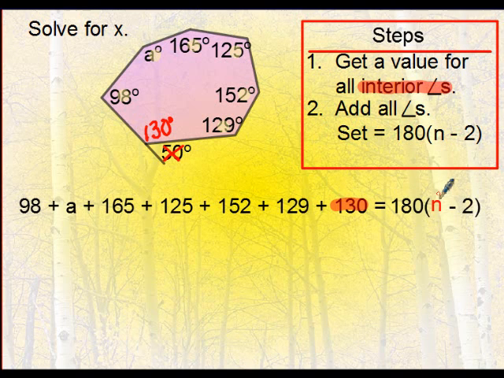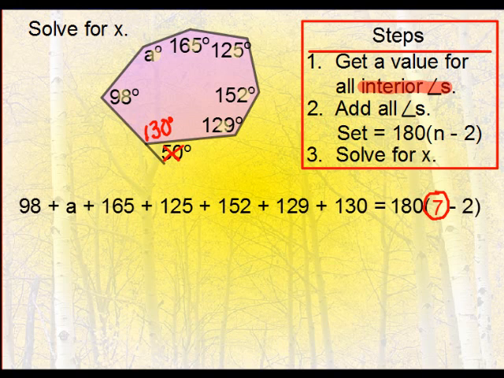So therefore, in place of n here, instead of writing n, what we're going to do is write 7. Okay. Now let's do some arithmetic. Let's take all these values here and simplify, because all we have to do now is simply solve for the variable a. I wrote x, but really it's a. So doing that, we get this.